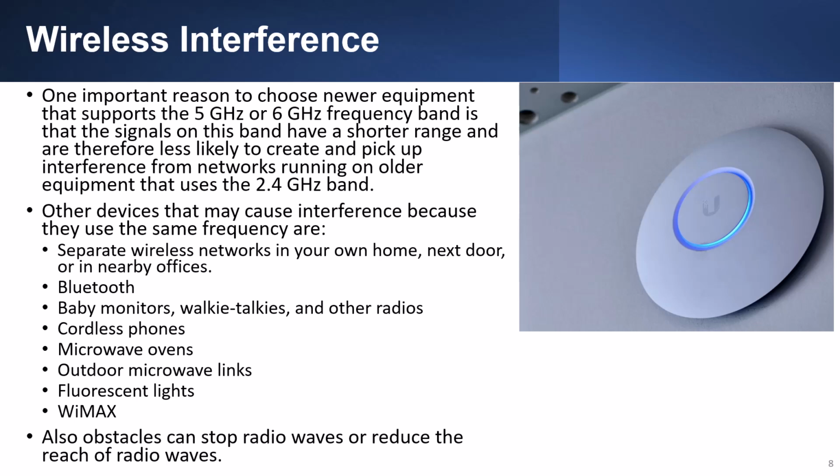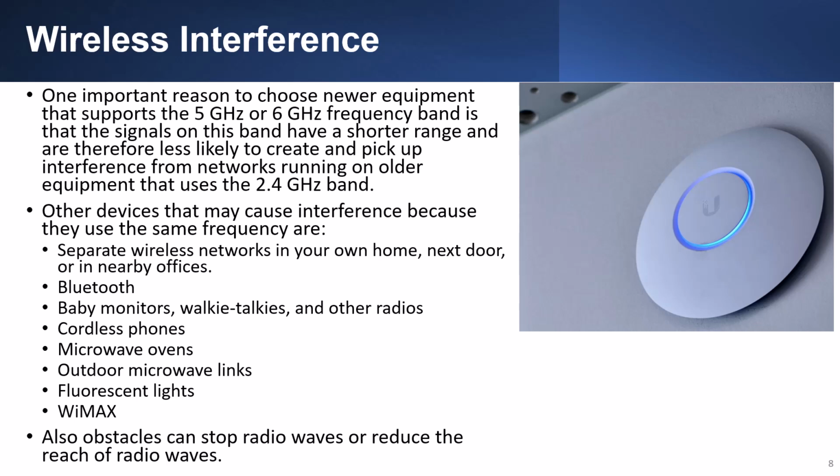One important reason to choose newer equipment that supports the 5 GHz and 6 GHz frequency bands is that the signals on these bands have a shorter range and are therefore less likely to create and pick up interference from networks running on older equipment that uses the 2.4 GHz band.